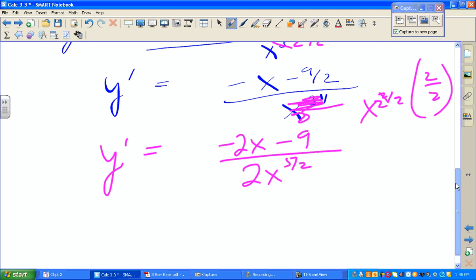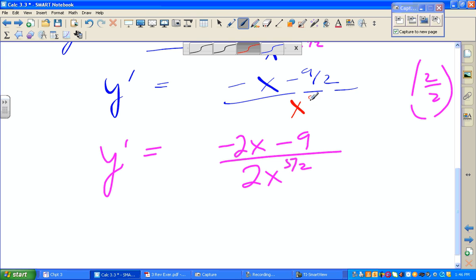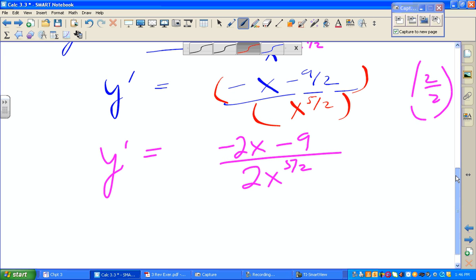You're supposed to do an exponent and a number. There's 2 different steps in one. This should just be x to the 5/2 down here. So I'm doubling the numerator, doubling the denominator to get rid of that 2. Okay? Numerator. So I get rid of the 9/2.